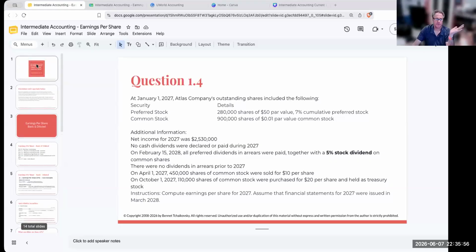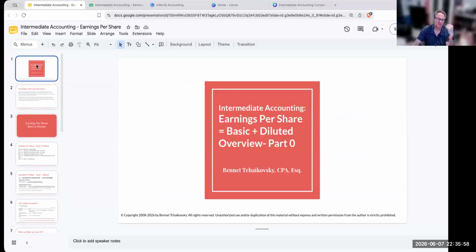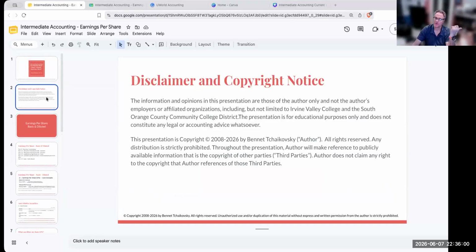Hello, everybody. Welcome. We're going to go ahead and do yet another earnings per share question because this is the best way to go through and learn earnings per share.